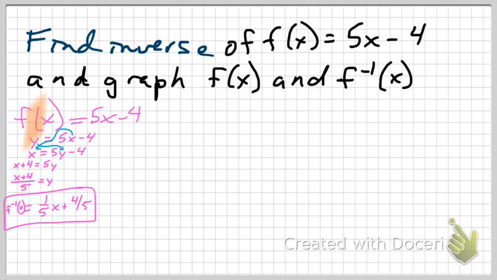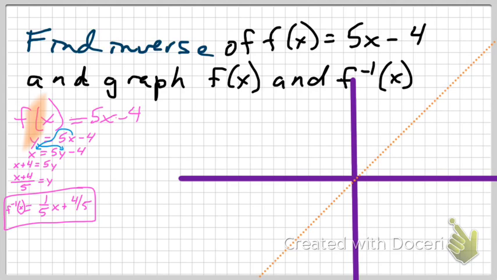So when I graph those, for the original, my y-intercept is -4. And my slope is going to be up 5 over 1, up 5 over 1, up 5 over 1. Connect those. Looks like that. Steep slope. That's the original f of x.